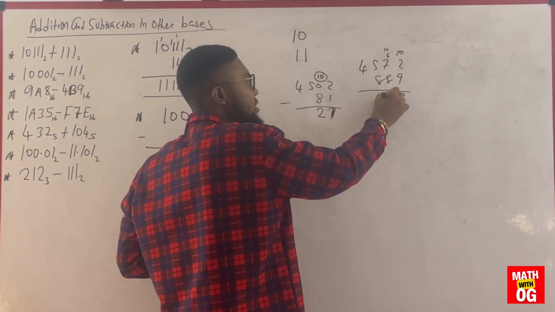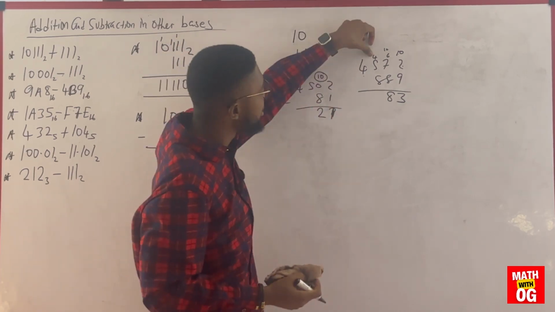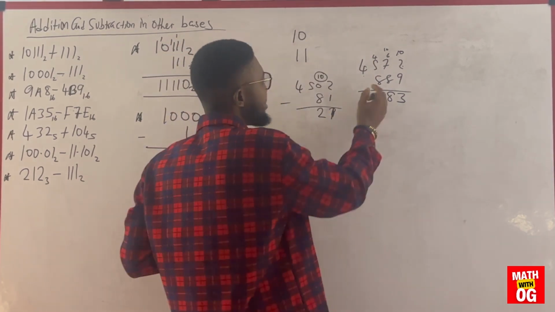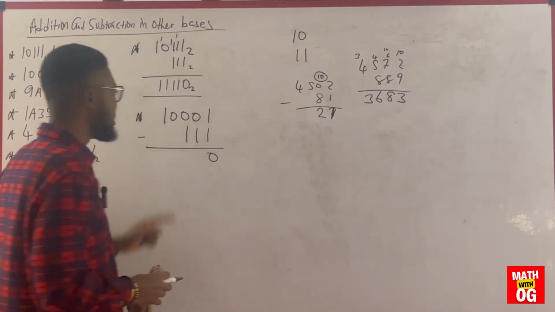Then 16 minus 8 is 8. Here I'm left with 4. Borrow 1 from here, which is 10. 10 plus 4 is 14. 14 minus 8 is 6. And lastly, here is 3, and it will drop here as 3. So the same thing will happen here.